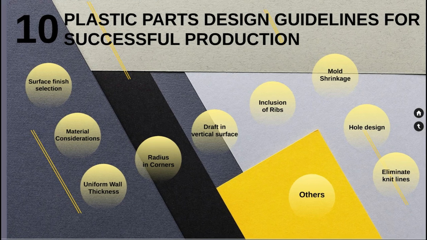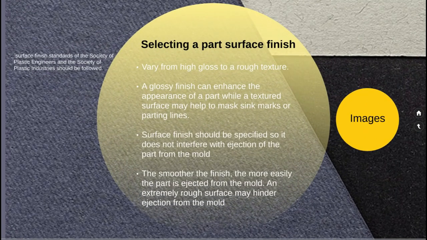First is surface finish selection. Selecting a part surface finish is one of the important parameters because different products require a different level of surface finish. Basically, the surface finish can vary from high gloss to rough texture. A glossy finish can enhance the appearance of the part, while a textured surface may help to mask the sink marks or parting lines or any kind of defects.